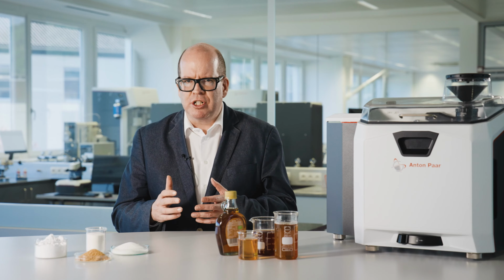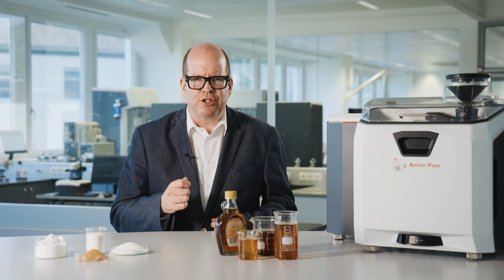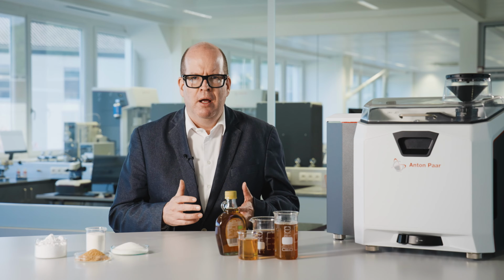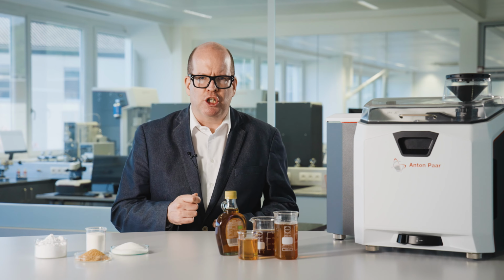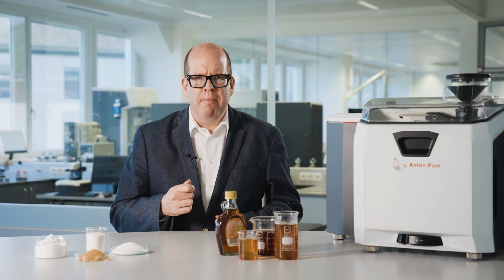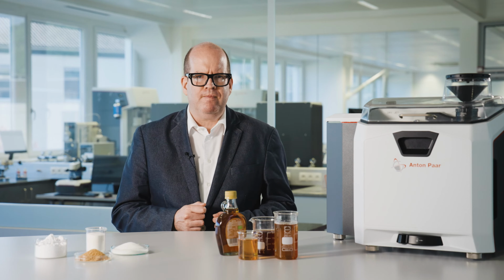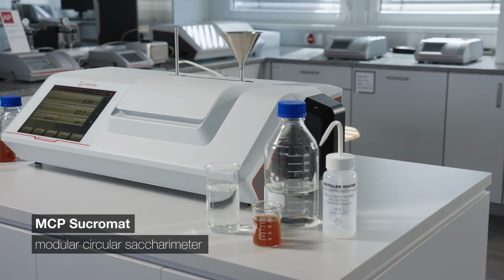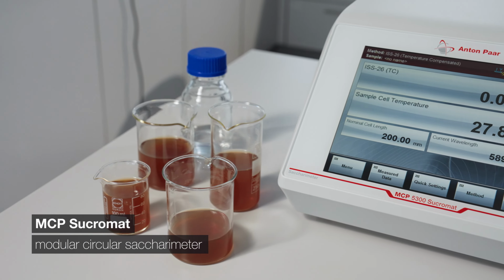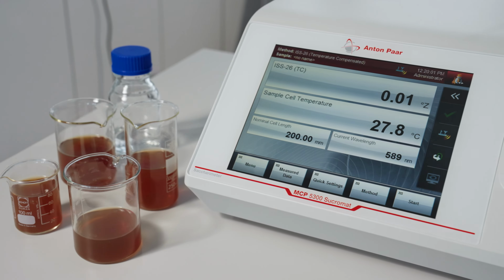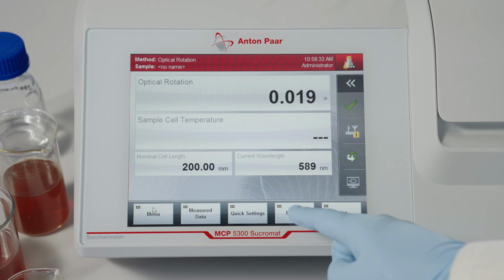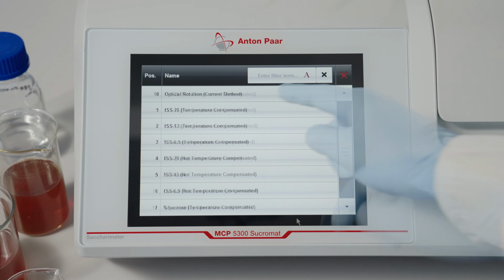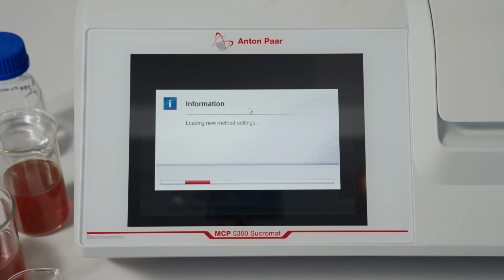Let's take a closer look at how Anton Paar's MCP Sucromat sugar polarimeter precisely determines the sugar content across the entire measuring range. It's a reliable partner for the sugar industry and is therefore appreciated by users in reception labs, payment analysis, quality control, and official institutions around the world.